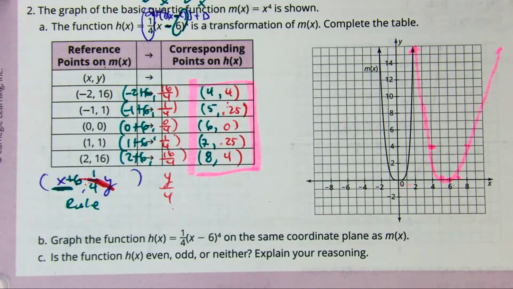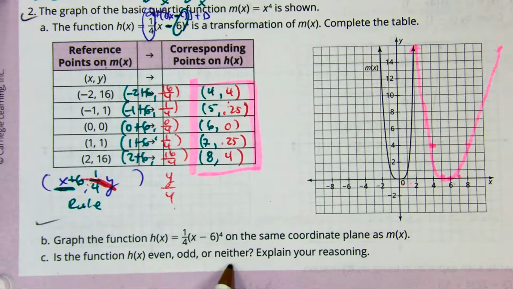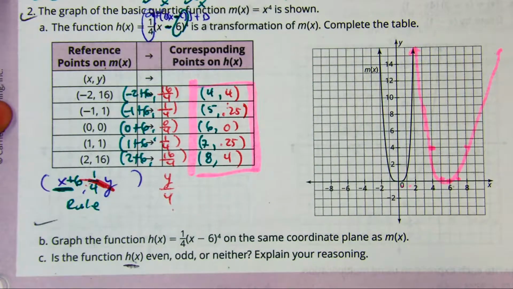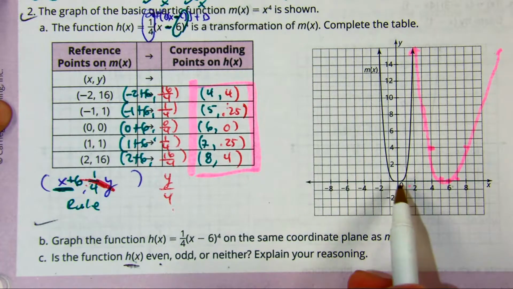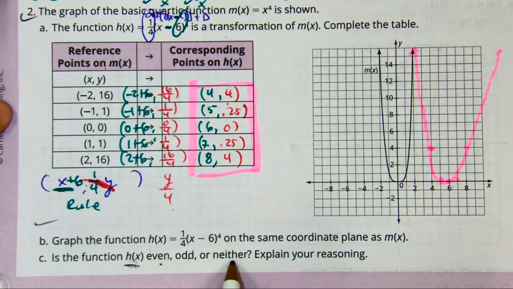So we've done A, we've done B. Is the function even, odd, or neither? Well, they're looking at h of x, which is the pink. Remember, even is if you can fold it in half. Odd is if you can rotate it about the origin 180 degrees, and neither would be none. So the answer is neither.